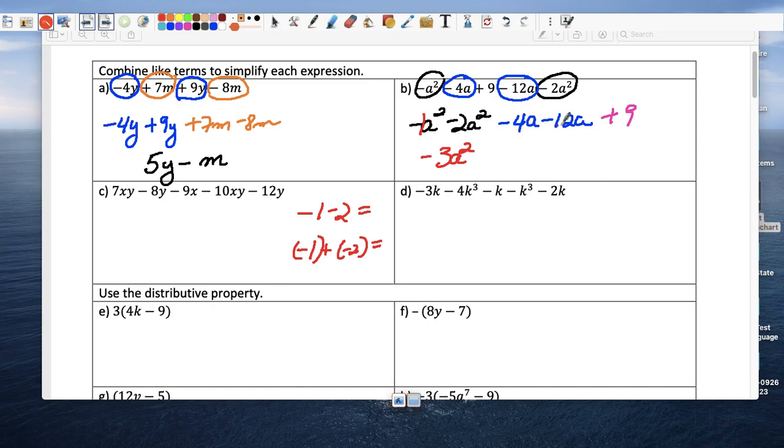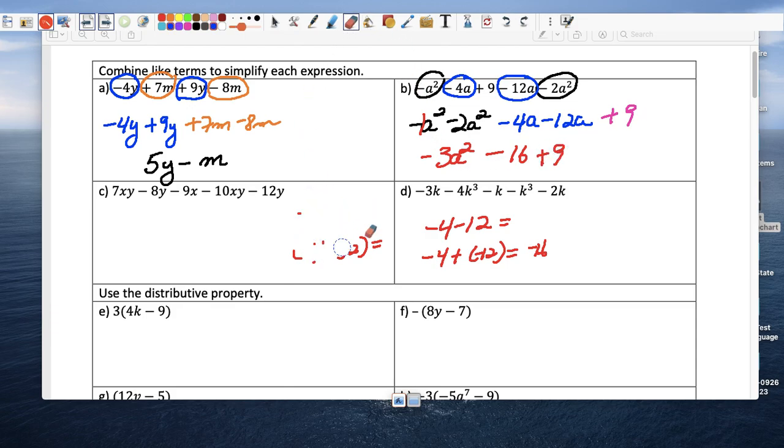The second part, we have negative 4a minus 12a. Again, let's leave the variable on the side for a second and just focus on the coefficients. You've got negative 4 and negative 12. If you want to change that to an addition, you get negative 4 plus negative 12, right? Keep the first the same, the subtraction becomes addition, and 12, the additive inverse, or the opposite of 12, is negative 12, and that's what we use. So negative 4 plus negative 12 is negative 16, so that's what I write right here. And the plus 9. So the answer to the second one is negative 3a squared minus 16a plus 9.